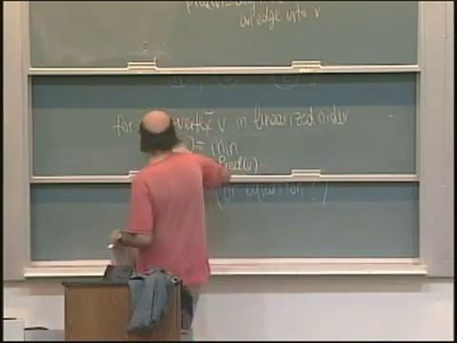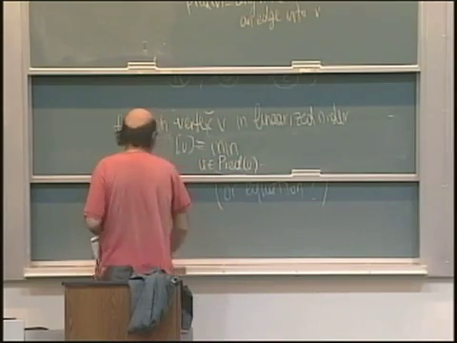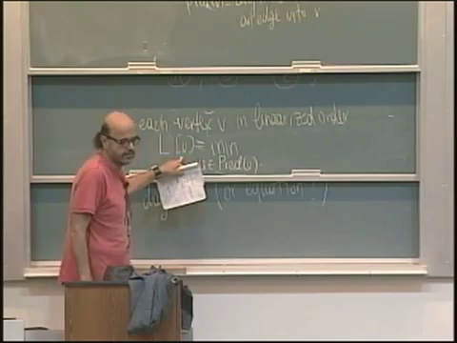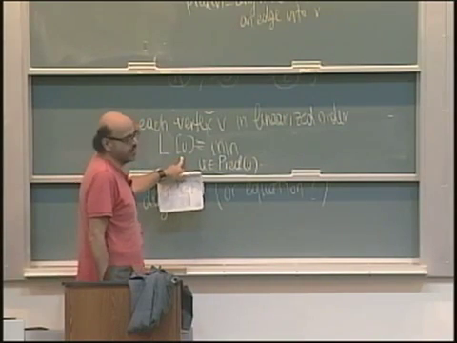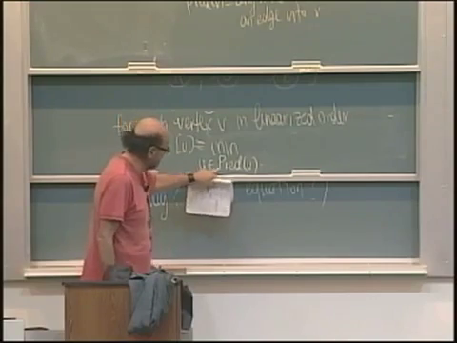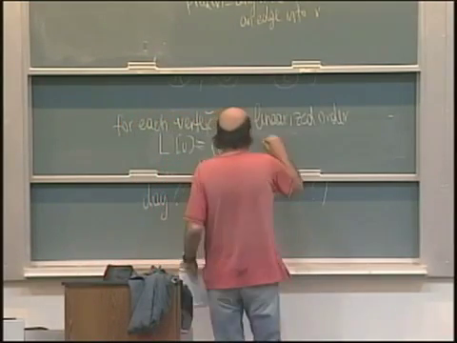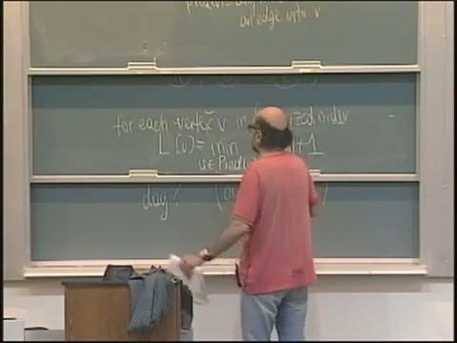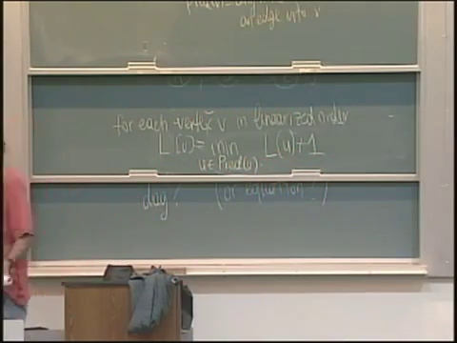Let's give it a different name. The length of the longest subsequence ending in V is equal to the minimum over all U that are predecessors of V of length of U plus 1. That's it, nothing more. That's the algorithm. Done.